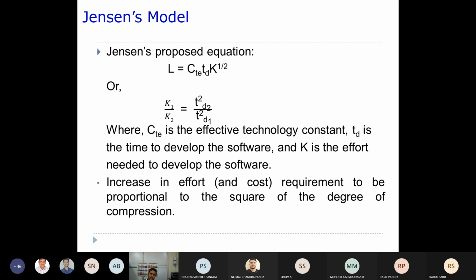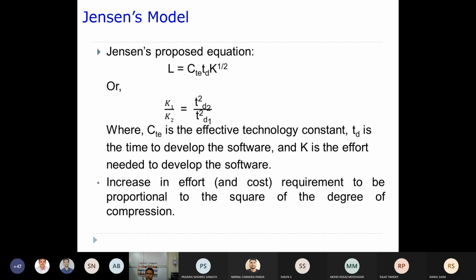Here CT is a constant, the effective technology constant, similar to what we have seen previously. TD is the time to develop the software, and K is the effort required to develop the software. According to his equation for small and medium scale projects, the effort is inversely proportional to the square of TD, where CT and L are assumed to be constant.